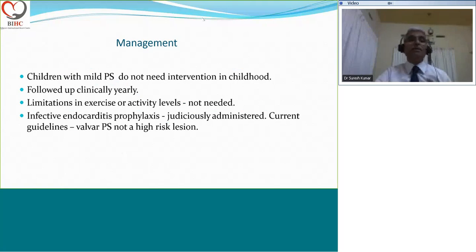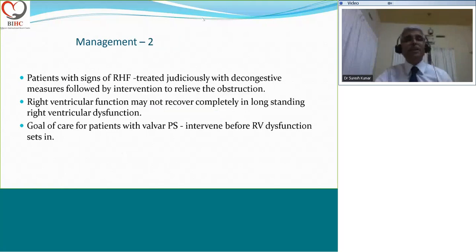At the other extreme, if the patient has severe stenosis and there is right heart failure, you may treat judiciously with decongestive measures followed by intervention to relieve the obstruction. And in the adult with severe right ventricular dysfunction, even after opening the valve, the RV function may not completely recover. It does recover in some patients. And the goal of care for patients with Valvar PS is to intervene before RV dysfunction sets in.